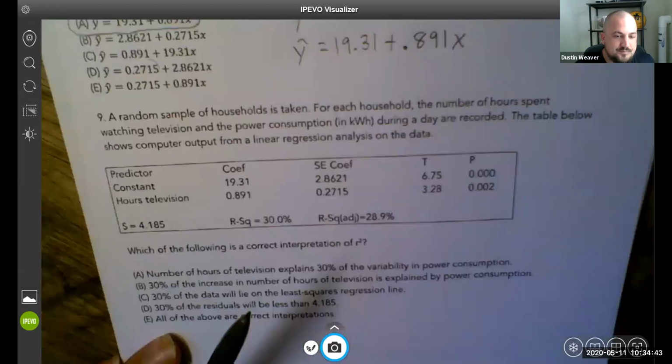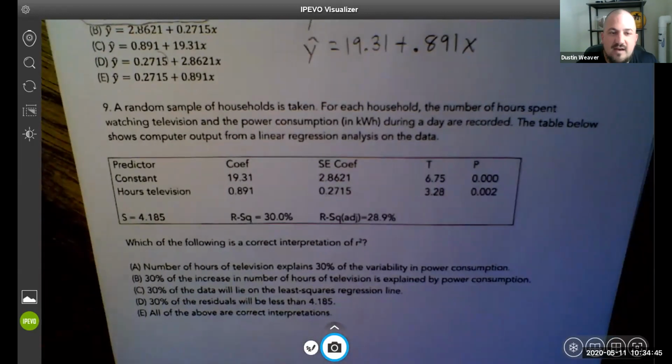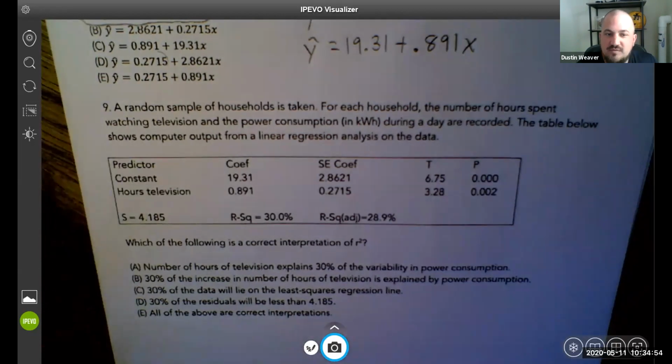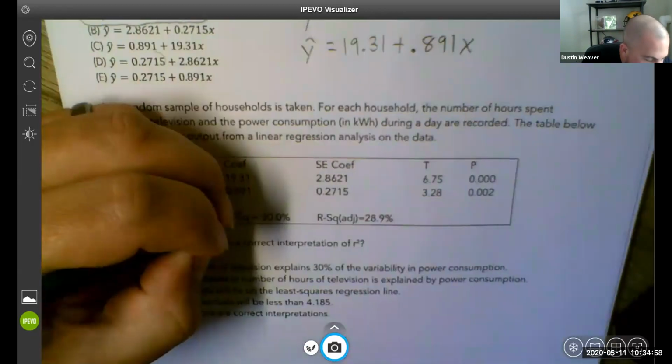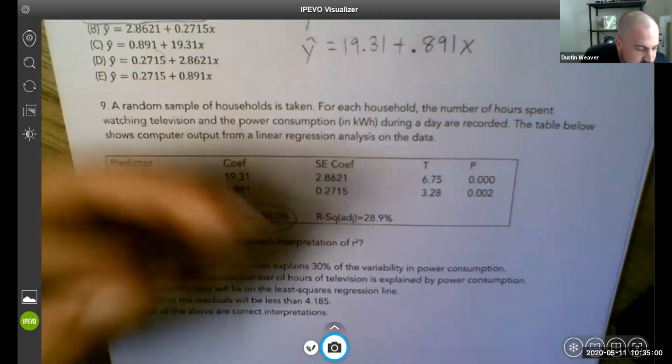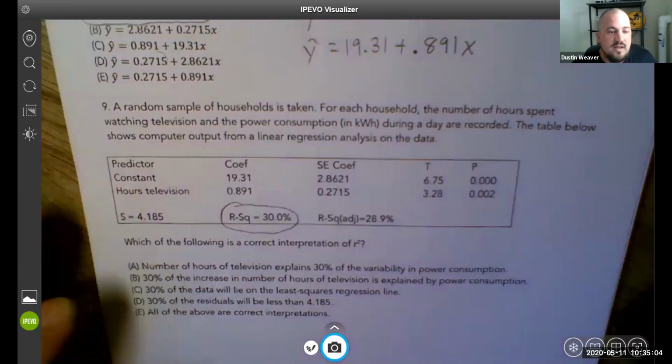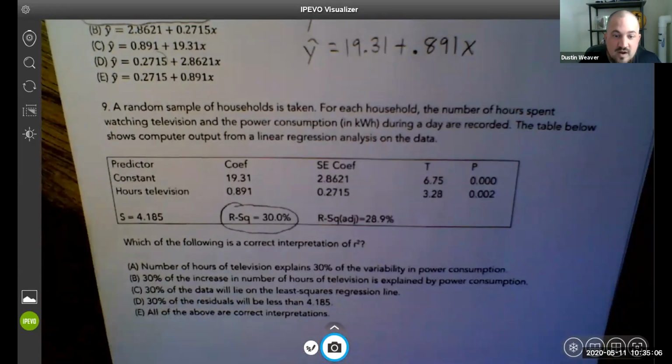Okay, number 9. A random sample of households is taken. For each household, the number of hours spent watching television and power consumption. So we got the same problem. The table below shows the computer output from linear regression analysis. Here is R squared. It's 30%. This is our R squared. It says, which of the following is the correct interpretation of that?